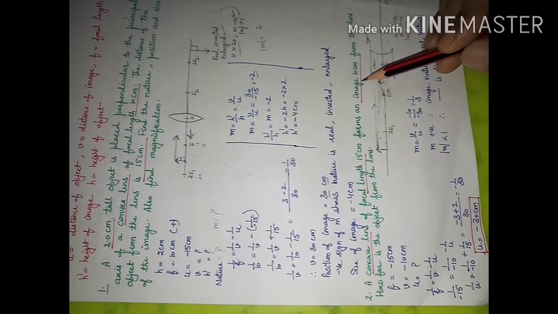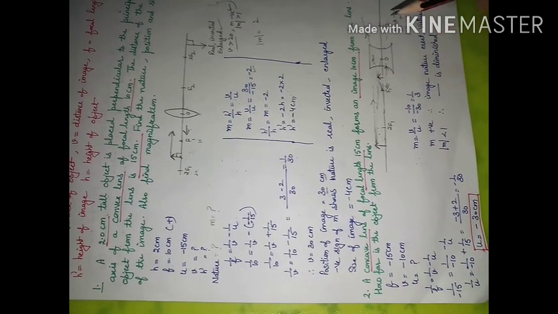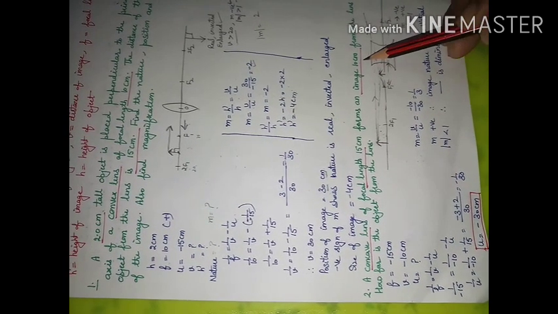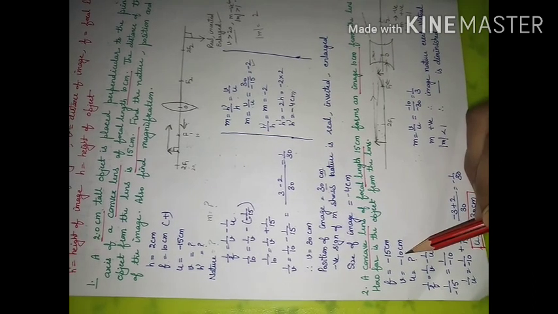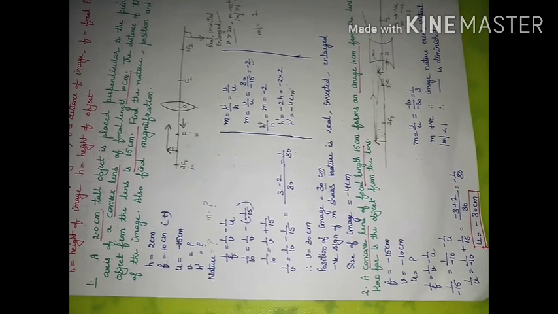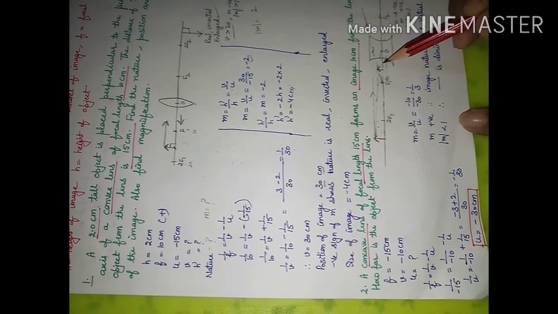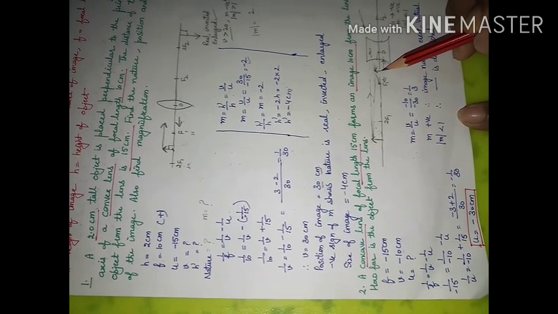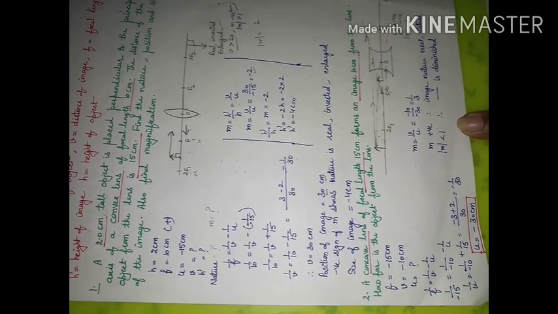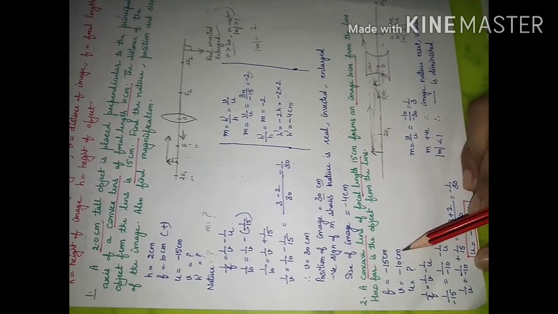It forms an image at 10 centimeter from the lens. So with image, which sign will you use? Positive sign or negative sign? In this case, with image distance, I will use negative sign, because when we have done ray diagram, we have seen that image formed by concave lens is always virtual, erect, and it is formed on the same side where the object is kept. So v will come out to be minus 10 centimeter.